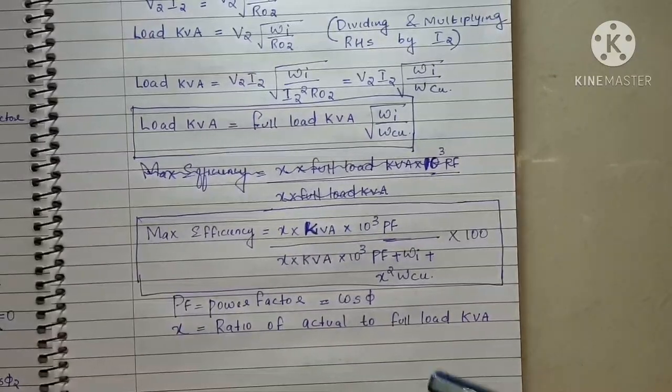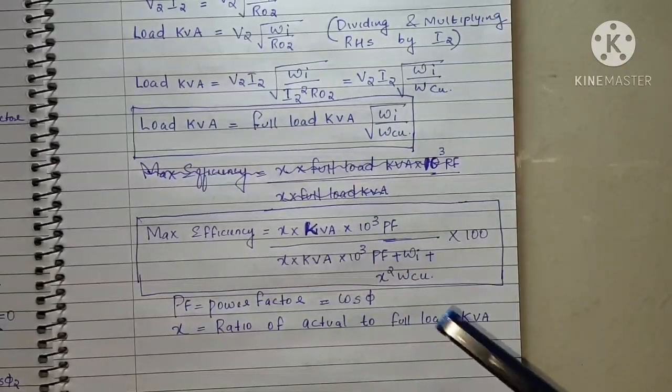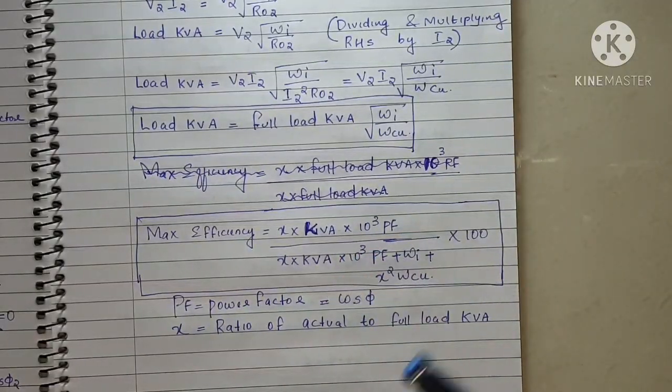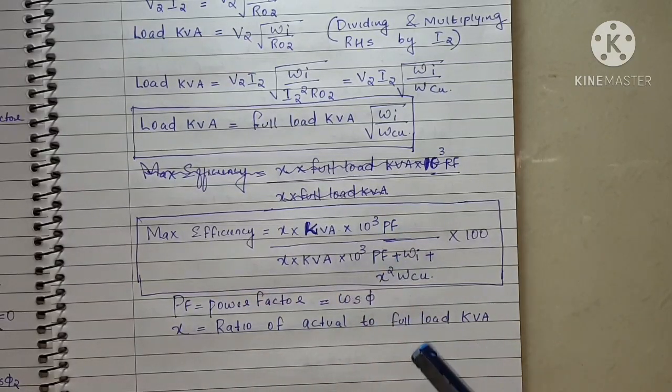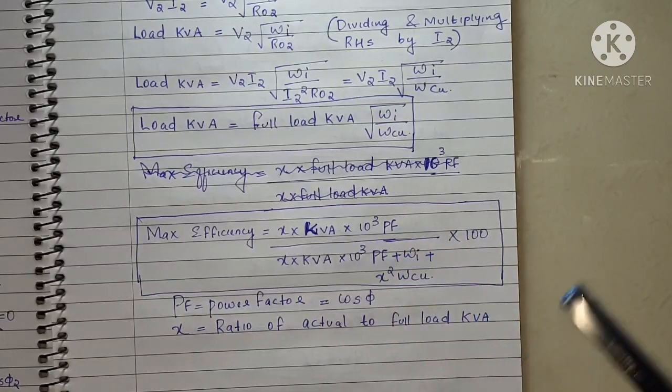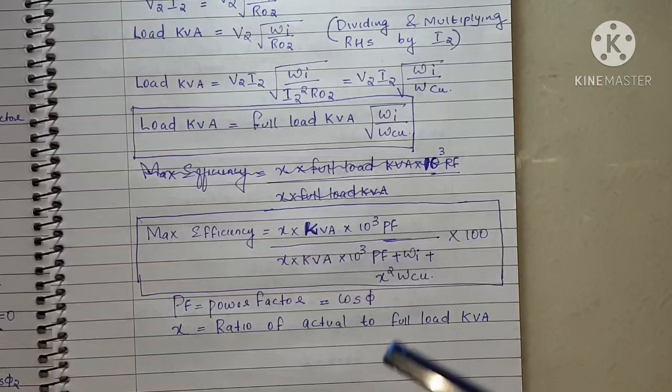This is the equation to find out the maximum efficiency. Maximum efficiency equal to x kVA into 10 raised to 3 power factor divided by x kVA into 10 raised to 3 power factor plus Wi plus x square WCU, into 100. Where power factor can be written as cos phi, and x is the ratio of actual to full load kVA.